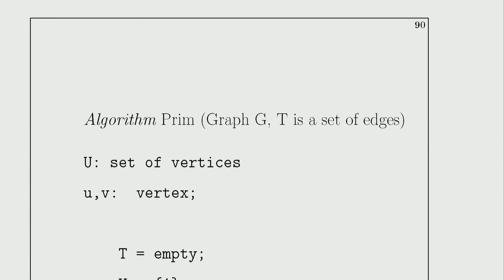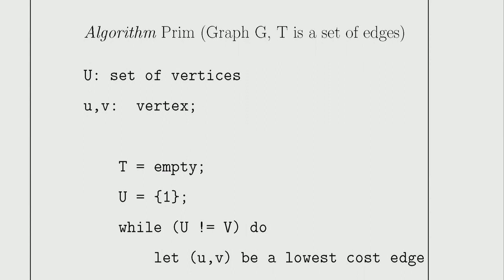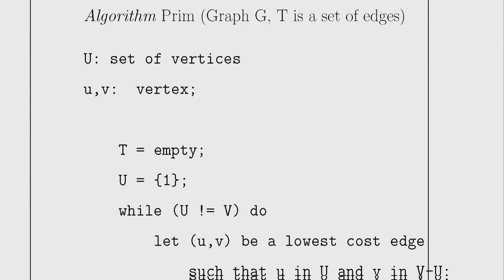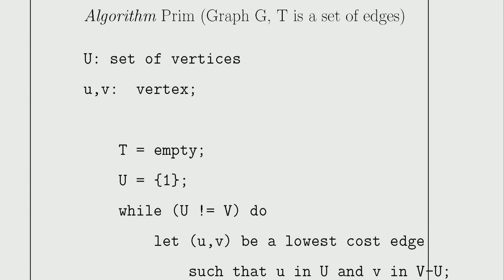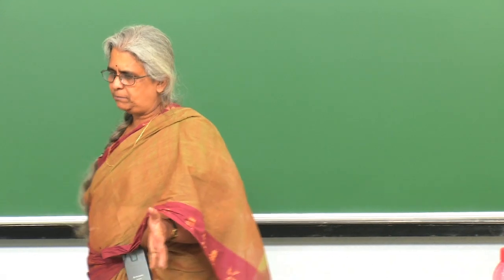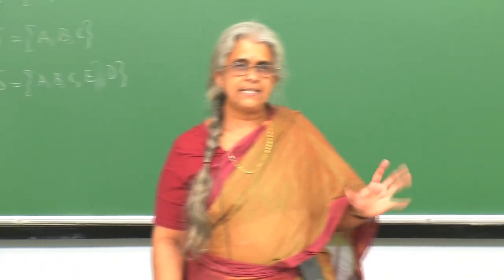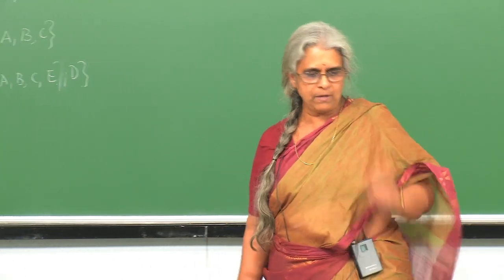There are two types of algorithms. One is called Prim's algorithm, and the other is called Kruskal's algorithm. I am going to discuss Prim's algorithm, which essentially builds the tree starting from a node. It does not matter which node you use. The idea is that there is nothing like a single designated node as source. Any node can be a source.